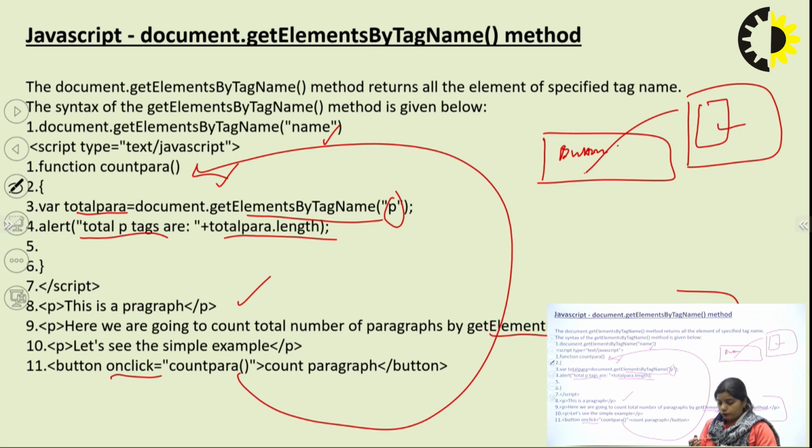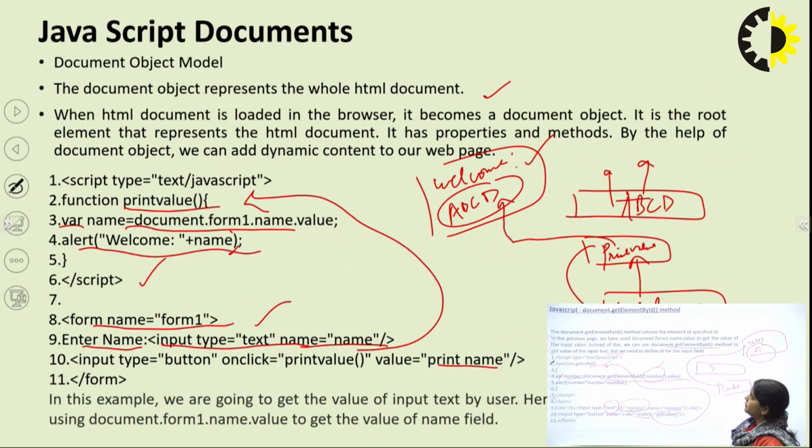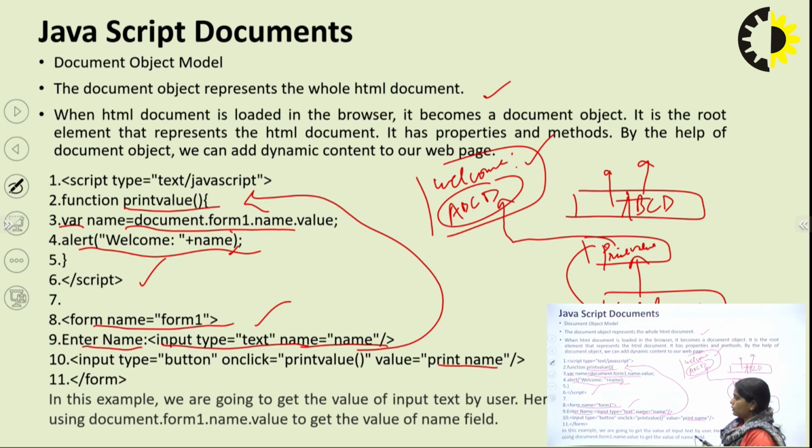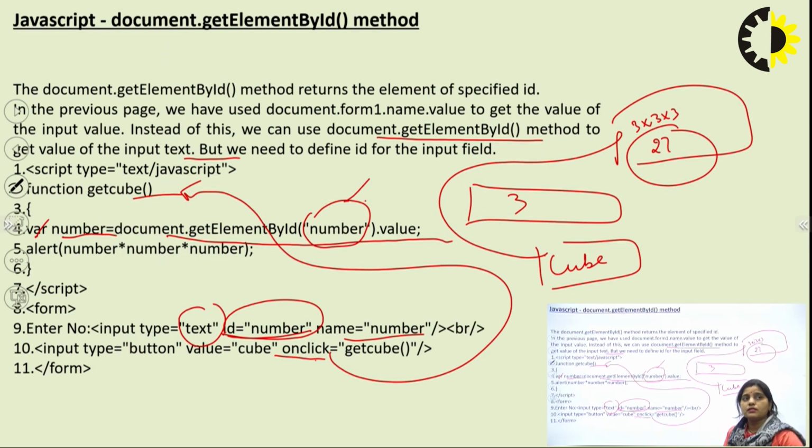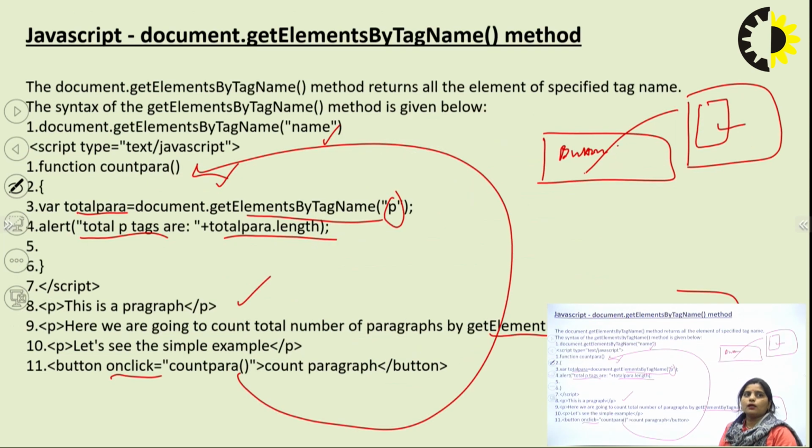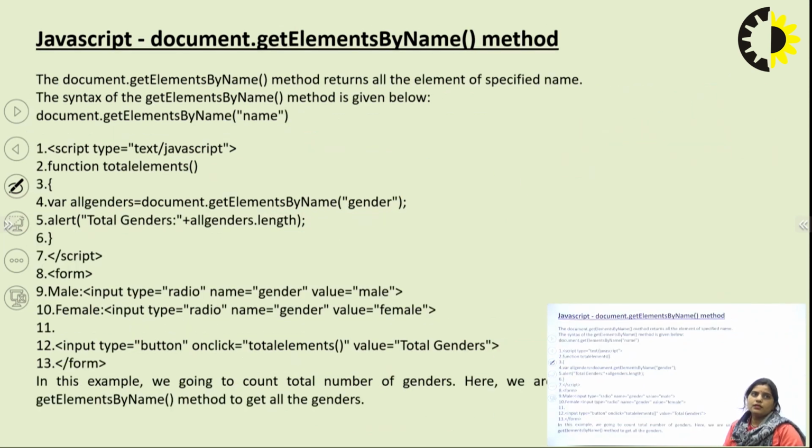So till now we have 3 methods. The first one is document.form1.name.value. The second one is we have also written the values or the elements by using the getElementById method, and also by the getElementsByTagName method. The next one is we also get the elements of a specified name. Just like ID and tag name, we can also return the values of the specified name.